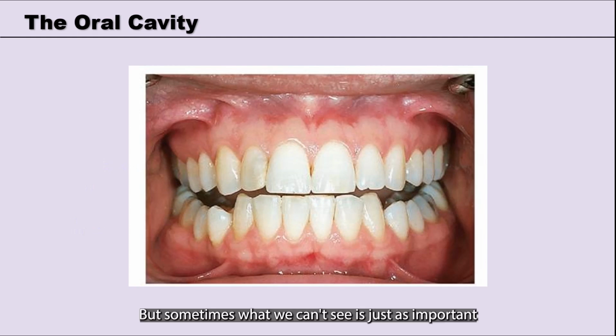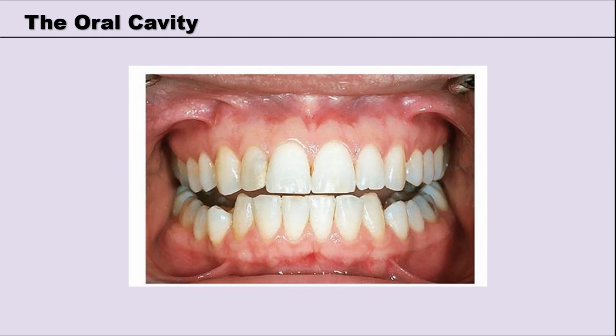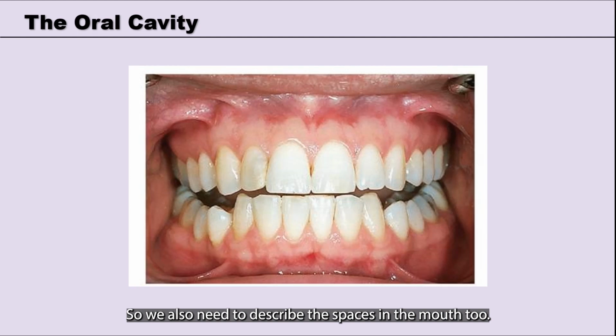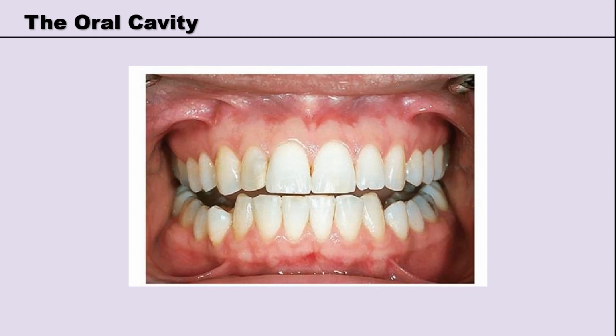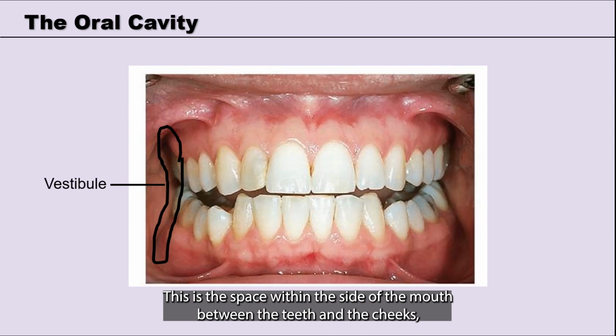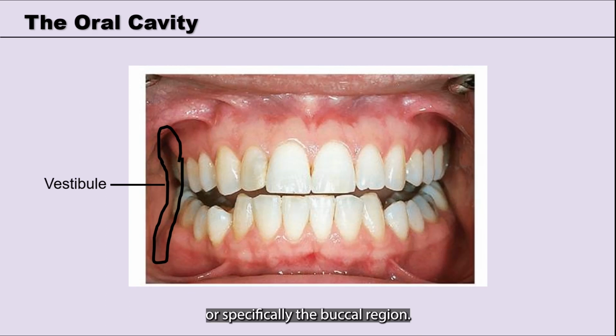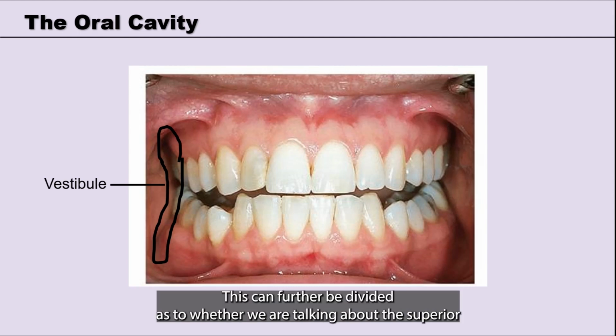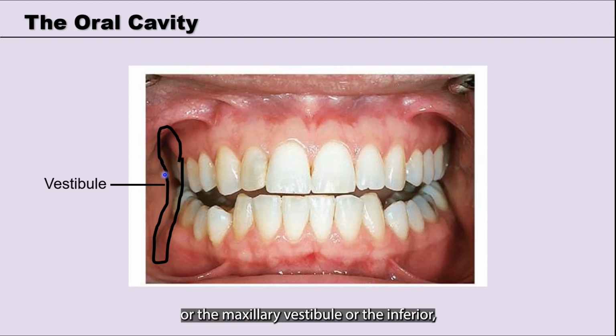But sometimes what we can't see is just as important as what we can see when it comes to anatomy. So we also need to describe the spaces in the mouth too. The first space we are going to address is the vestibule. This is the space within the side of the mouth between the teeth and the cheeks, or specifically the buccal region. This can further be divided as to whether we are talking about the superior or the maxillary vestibule, or the inferior, the mandibular vestibule.